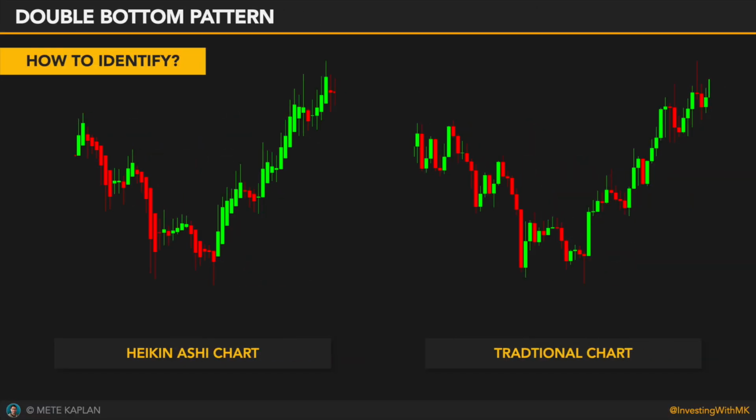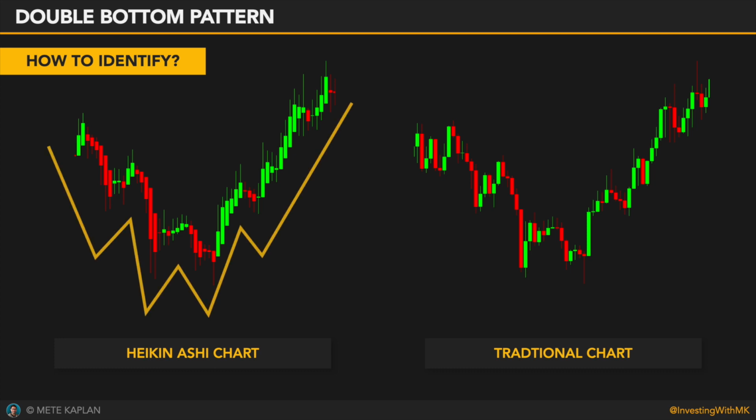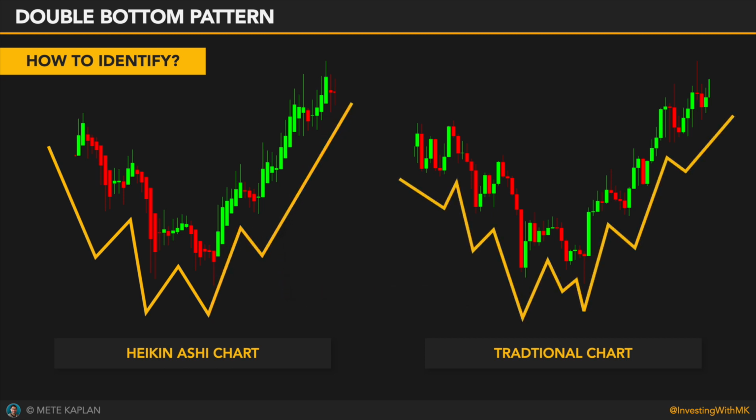How to identify the double bottoms? First of all, I would like to show you a trick. Traditional candlestick charts could be really hard to read from time to time. I always switch between Heikin-Ashi and traditional charts to recognize patterns quickly and check if there's something that I'm missing. Heikin-Ashi helps me to see trends and patterns more clearly.